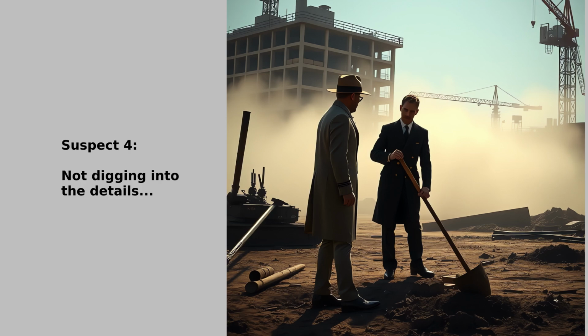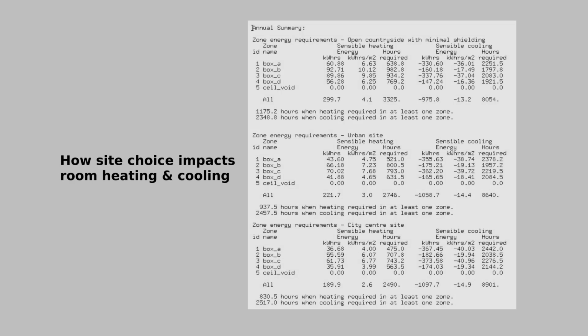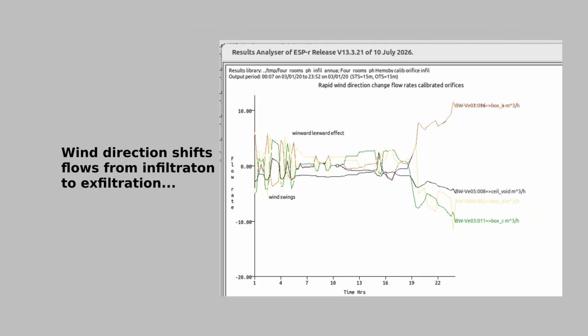The fourth suspect is really not drilling down to individual rooms. We see that there's not a great deal of difference in the cooling with different sites. However, the heating certainly does change. Here is an example of how swings in wind direction cause facade leakage to evolve from infiltration to exfiltration over the period of a few hours, how that influences the energy impact on windward and leeward rooms.